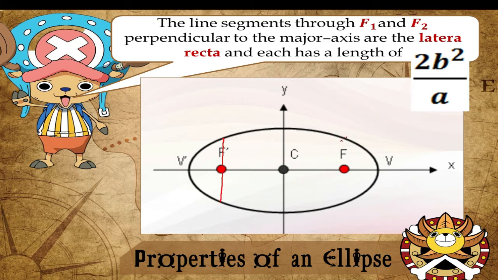There are two because po dalawa yung focus natin. That is perpendicular to x-axis. Ito po yun. The formula to get the length of that lateral recta is 2b squared over a. Okay? The same as the other side because they are equal.